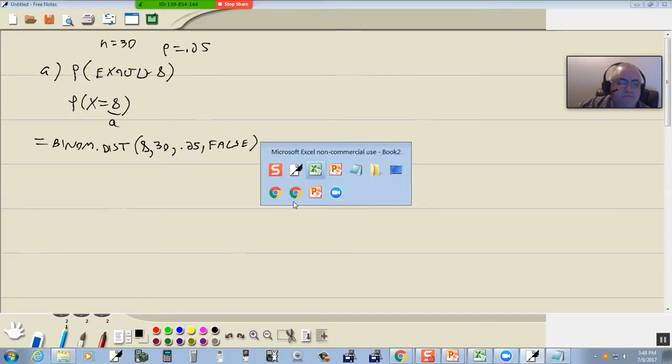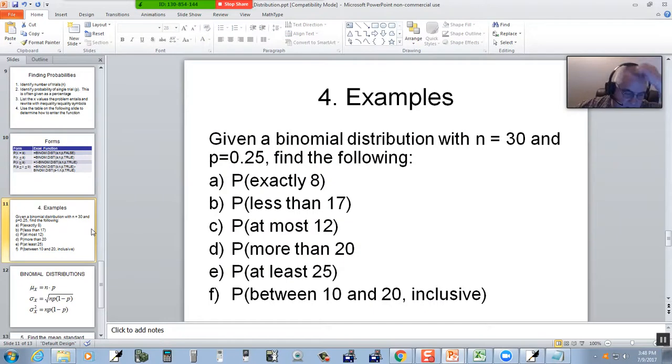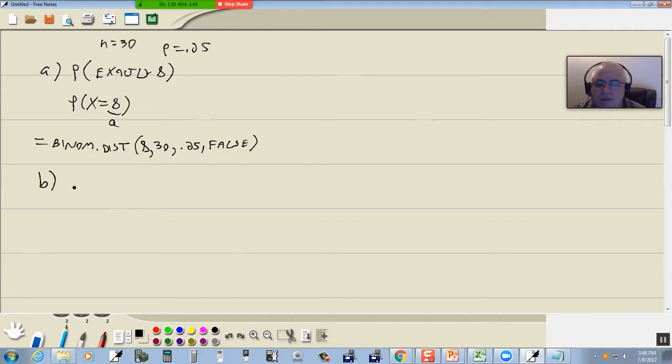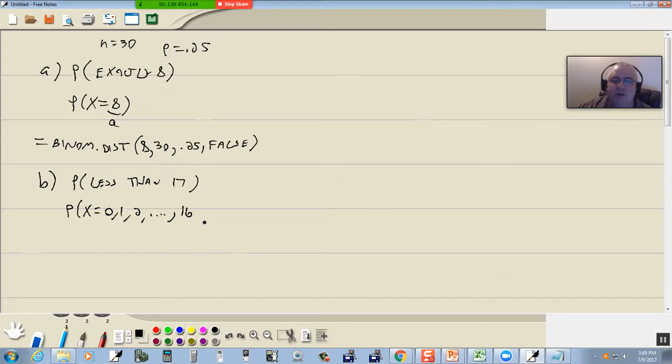Now B. What is B? B is less than 17. Now N and P is still the same, so I don't need to do that. I jumped directly down to listing the x values. Well, what does that mean? Less than 17. That means x is equal to 0, 1, 2, all the way up to less than 17, which means it does not include 17. So that'd be 16. This is what's called a discrete distribution, means you have no decimals.